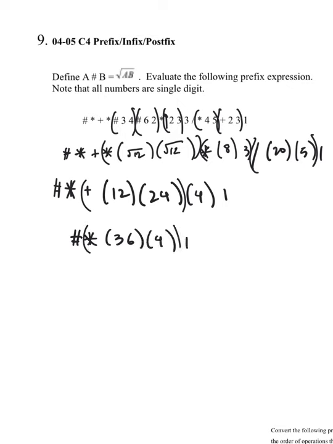So now you do 36 times 4, because that's in prefix notation, and that equals 144, so you do hashtag, and then you bring down the 1. Now, using the definition provided in the instructions, you get 12.